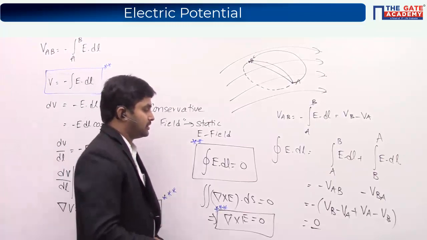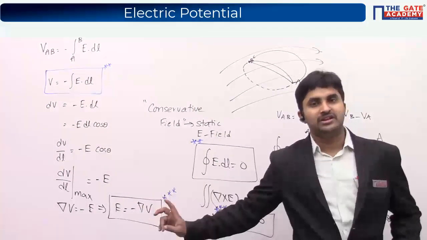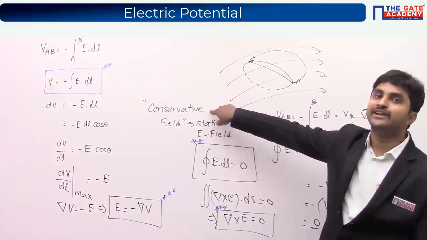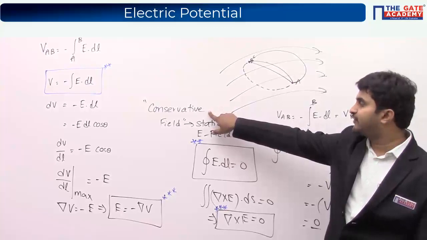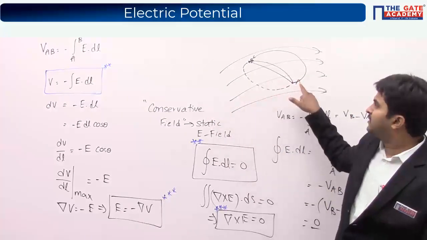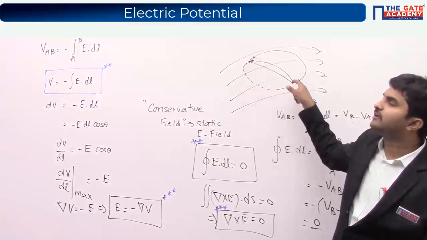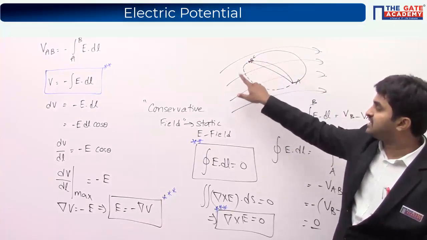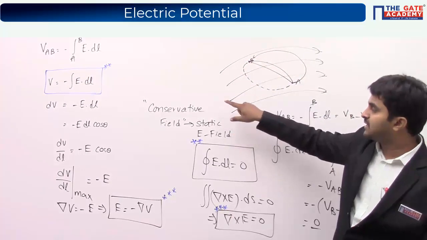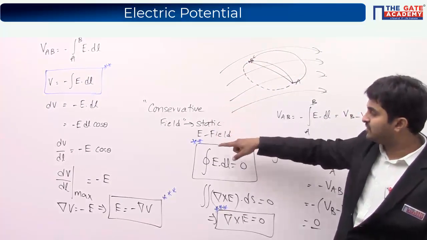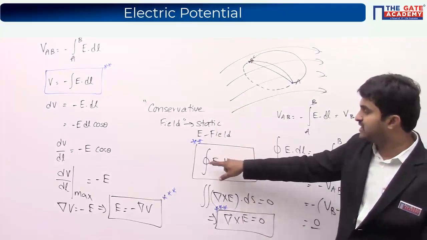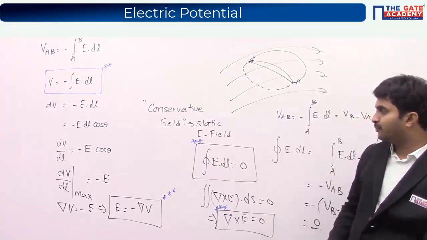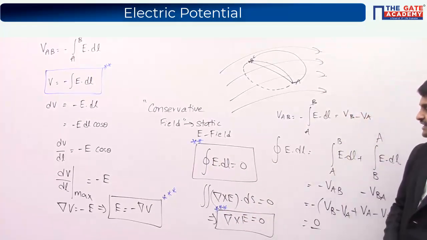The reason why this is happening is because the field that we have is a conservative field. It means that whatever work is done is independent of the path followed. In such a case, we call that particular field a conservative field. As a consequence, you get these formulas: the closed line integral of E dot dl is equal to 0, and the curl of the electric field is also equal to 0. These are applicable in the case of static electric fields.